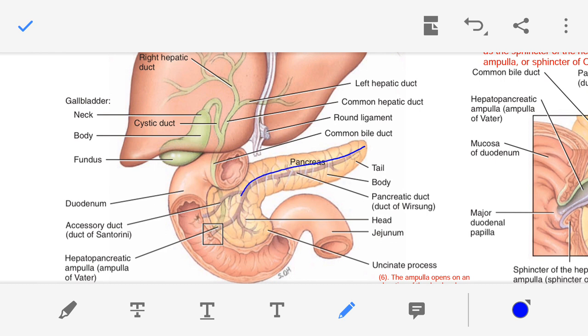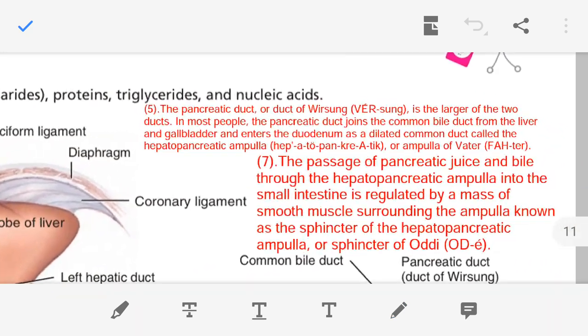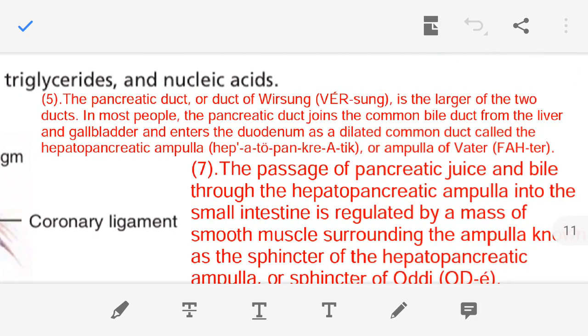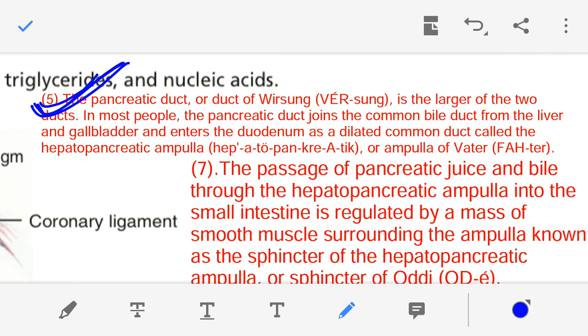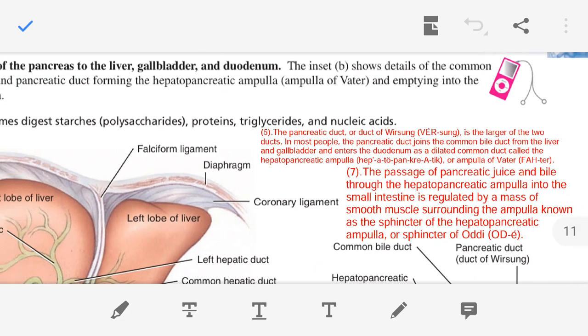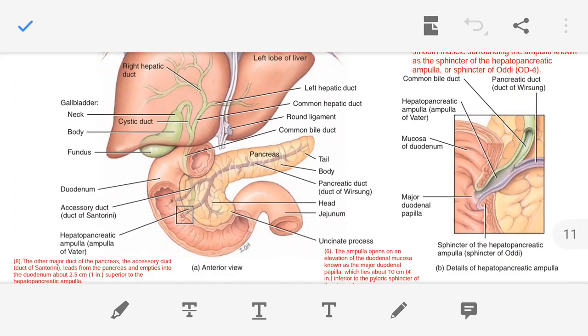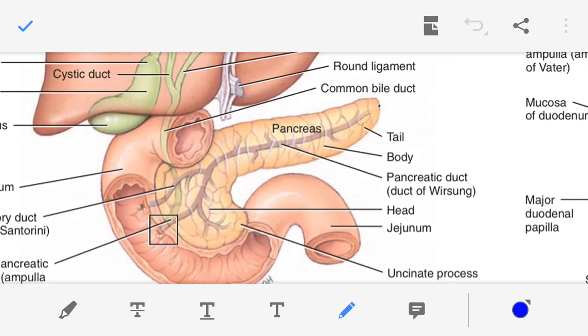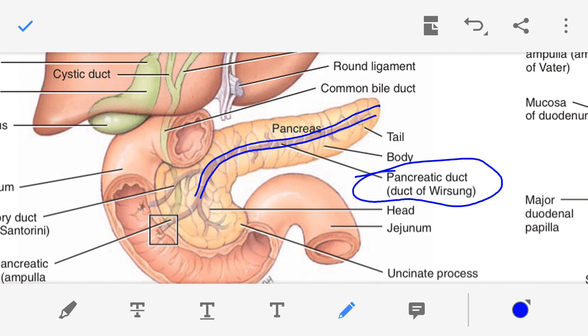One is this duct. This duct is known as the pancreatic duct, or the duct of Wirsung. Okay, so in the fifth point, duct of Wirsung, or the pancreatic duct. Over here, this duct is the pancreatic duct.